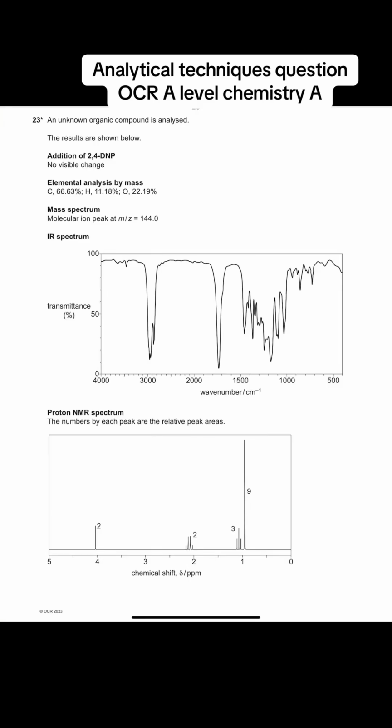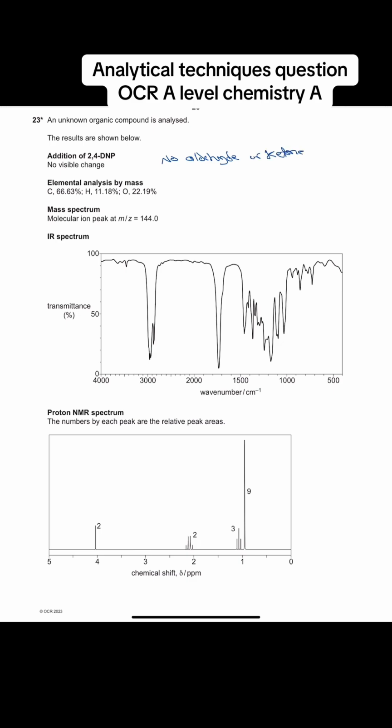How to use analytical data to identify an organic compound. This is a past paper question from OCR Chemistry A, and in this question we are going to use all the results to try to identify the organic compound. The first result was the addition of 2,4-DNP. There is no visible change. We know that this is a test for aldehydes and ketones, and no change means there is no aldehyde or ketone in our structure. No aldehyde or ketone group.